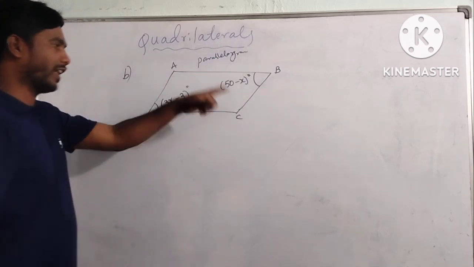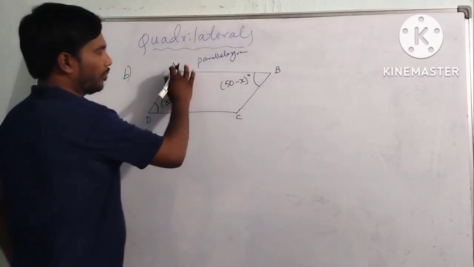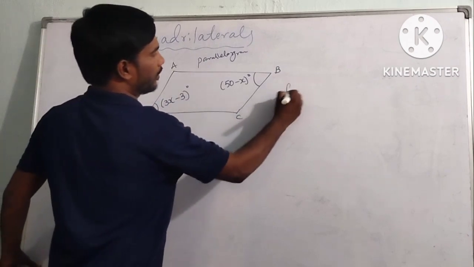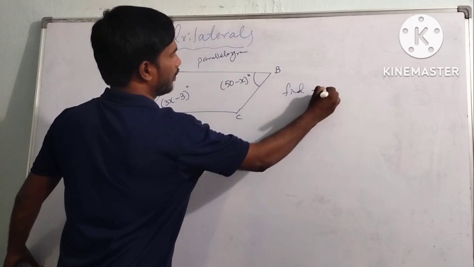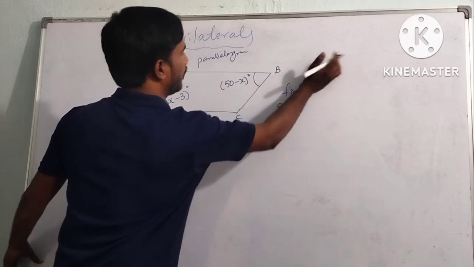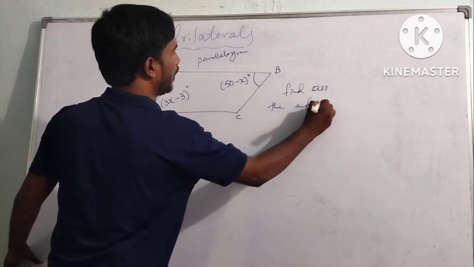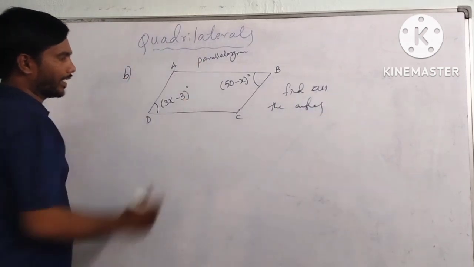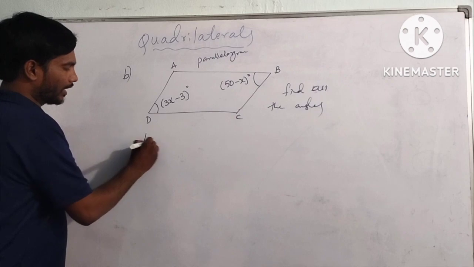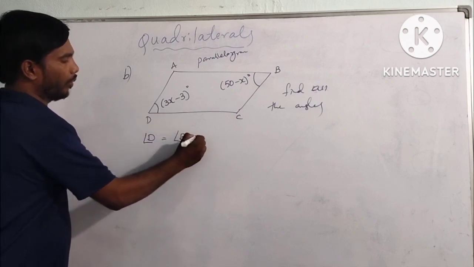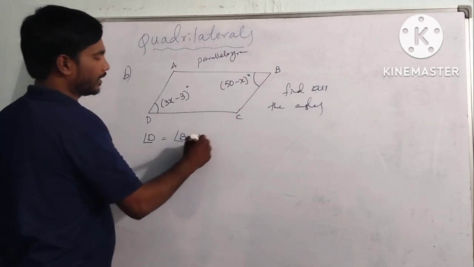Parallelogram. So if ABCD is a parallelogram, opposite angles are equal, opposite sides are equal. Here, find all the angles. So two angles are given, angle D equal to angle B. Why are they equal? Opposite angles are equal.